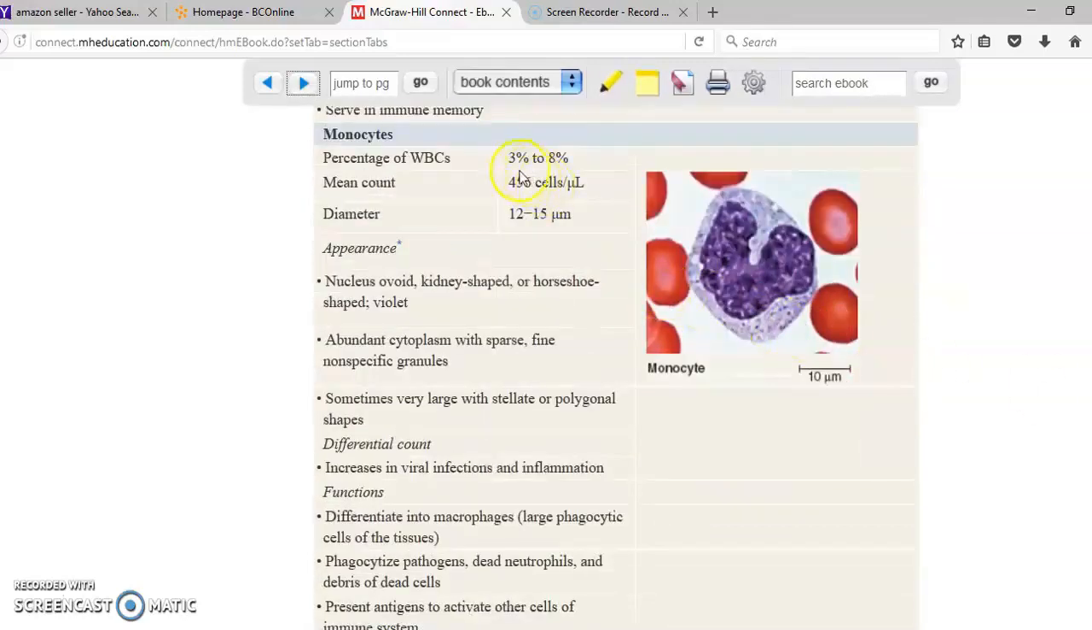The next one is the monocyte. Monocytes are approximately 3 to 8% of the white blood cells that you find in a blood smear. One very important characteristic is that the monocyte, once it leaves the blood, will turn into a macrophage. As you can see here, it says it differentiates into macrophages and phagocytizes pathogens that come from outside your body.